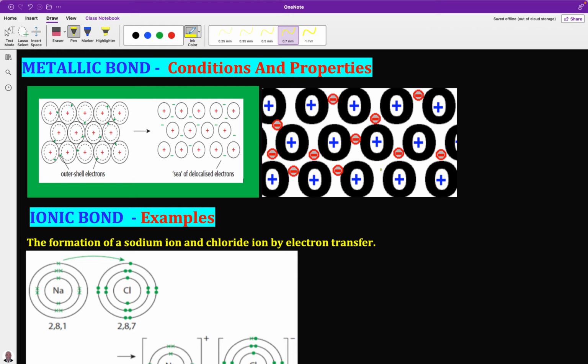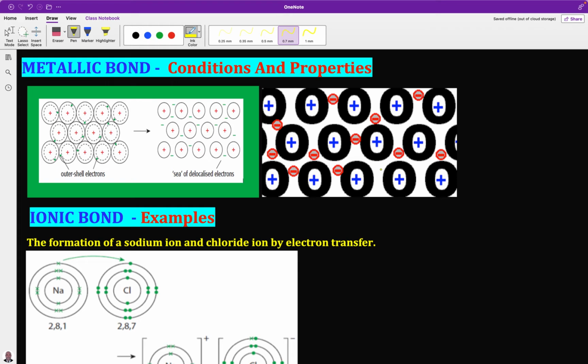A metallic bond takes place only in metals. There are some other factors that can influence the strength of the bond. For instance, the number of electrons in the sea of delocalized electrons will influence the strength. What am I saying? I'm saying that the more the delocalized electrons, the stronger the bond.